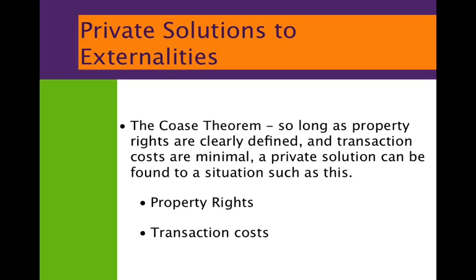Okay, so what can you do? Well, you could call the police or some other government office. But is there a way to handle this privately with Bob? And this is what Ronald Coase was saying. He wrote that so long as property rights are clearly defined and transaction costs are minimal, the cost to do the deal, a private solution can be found to a situation such as this. So Coase would say that, hey, these private solutions, if you can internalize the externality, we can deal with it.